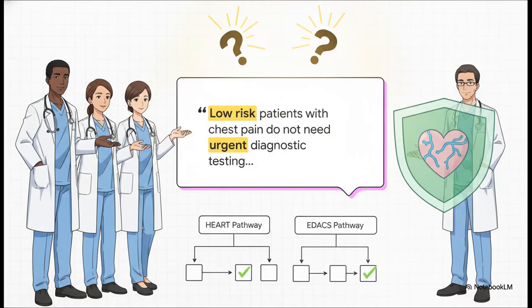So, the crucial turning point is this explicit, powerful directive straight from the updated AHA/ACC guidelines. Listen to this. Low-risk patients with chest pain do not need urgent diagnostic testing to rule out coronary artery disease. Let that sink in. If you stratify a patient as low risk using the HEART or EDACS pathways we literally just discussed, you are empowered to stop the workup. You do not need to admit them for a stress test just to soothe your own anxiety.